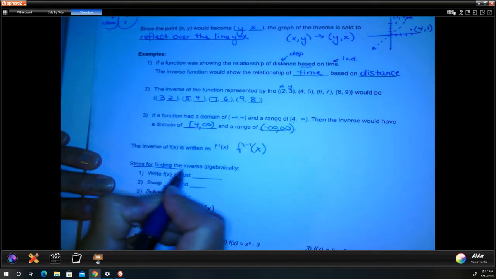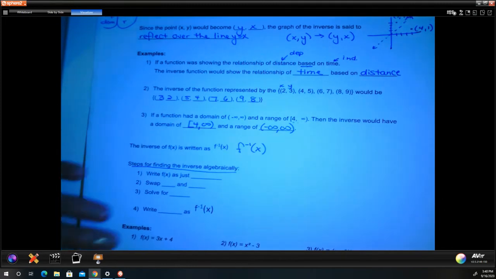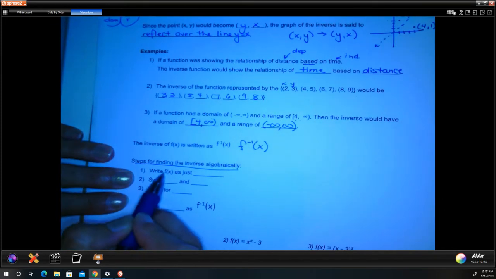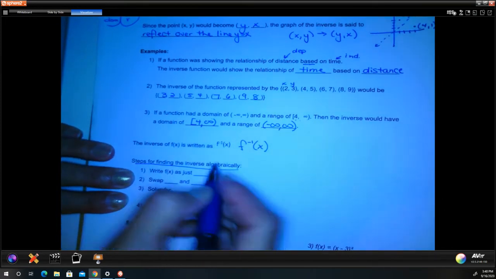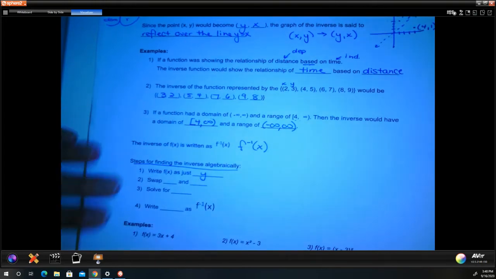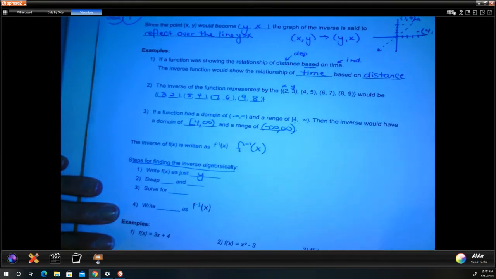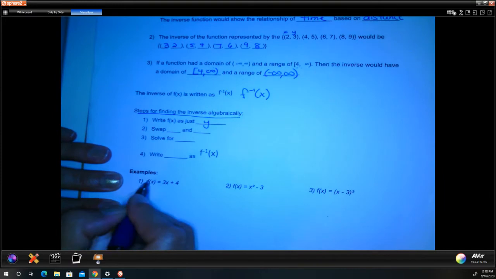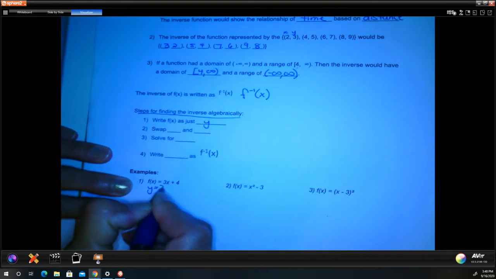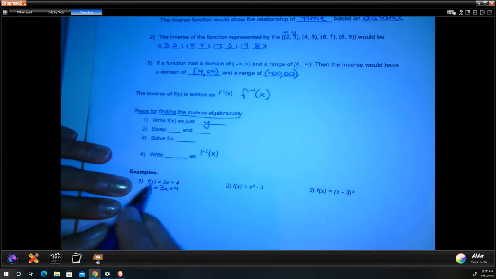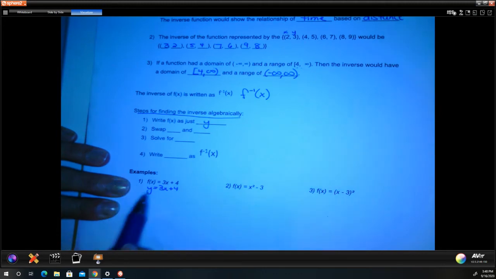If we need to solve these algebraically, we are going to start. First things first, write f of x as y. So if I'm going to do this problem number 1 down here with you, the first thing I'm going to do is remember that f of x is just another way of saying y. It's my output or my function.